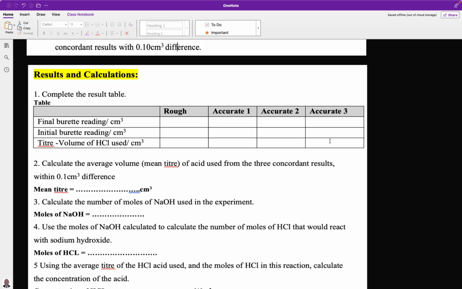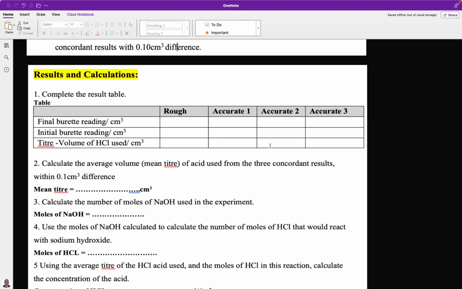When you have these results on your table, the next thing you do under your results and calculation will be to calculate the average or the mean titre of the acid used from the 3 concordant results. From accurate titration 1, accurate titration 2, accurate titration 3, you will have the difference of accurate 1, the difference of accurate 2, the difference of accurate 3. You add them and divide by 3.